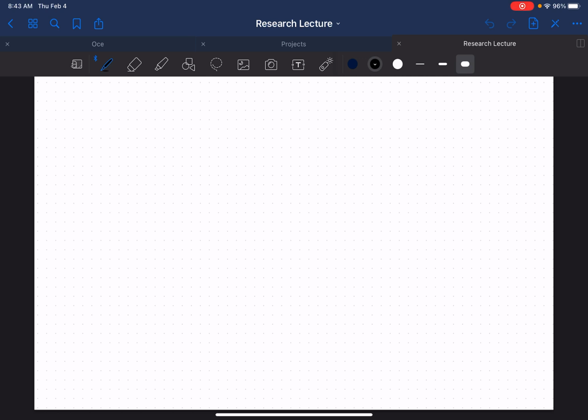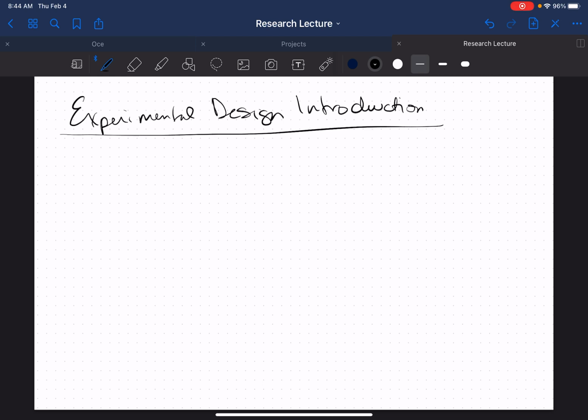Today we're going to be talking about experimental design. Experimental design is sort of a new idea, I think, for most of you. And we're just going to be going over how to start this. So the first part you have to know with designing an experiment is that we're testing a hypothesis.